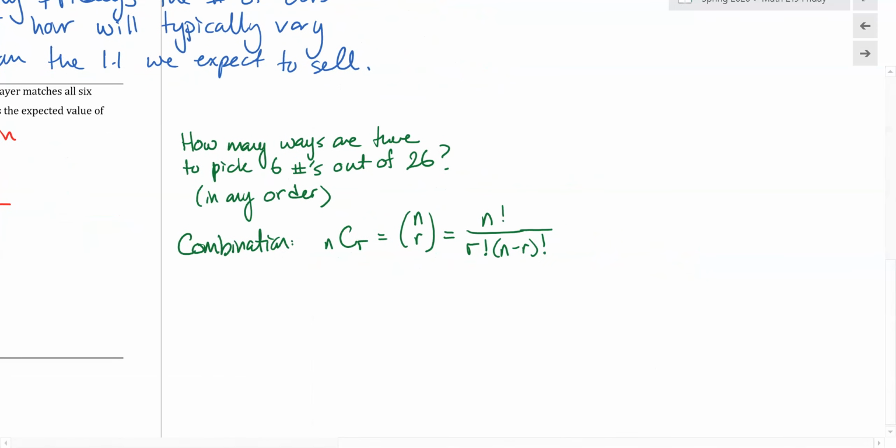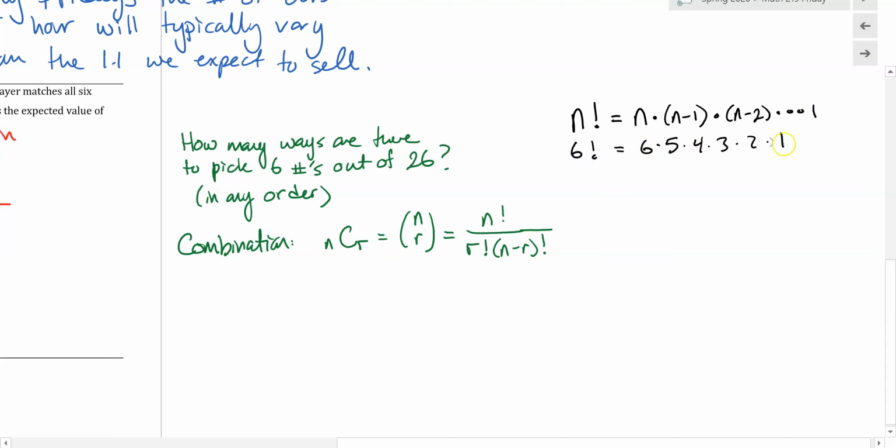And you might be looking at this factorial and going, what the heck is that? It's not an exclamation point. n factorial is defined as n times the number less than that times the number less than that, and so forth, all the way down to 1. So for example, 6 factorial is equal to 6 times 5 times 4 times 3 times 2 times 1. So it's easy to calculate a factorial. It's just a big number. It's just a lot of pounding on the calculator.